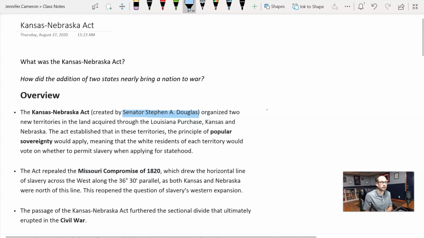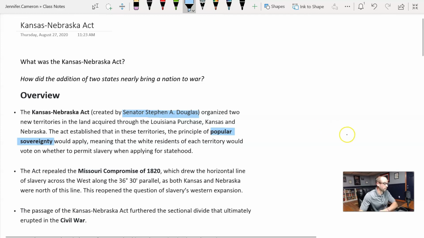And one of the things that they tried to establish in these territories is this principle, this idea of popular sovereignty. Now, we talked about this in class a little bit. Popular sovereignty is basically a fancy way of saying, let the voters decide. And when we say voters, and we're talking about the 1850s, we're talking about white residents of the territory. So people like Stephen Douglass, when they're establishing these new territories of Kansas and Nebraska, their idea is to let the white voters in those territories decide whether or not to allow slavery.